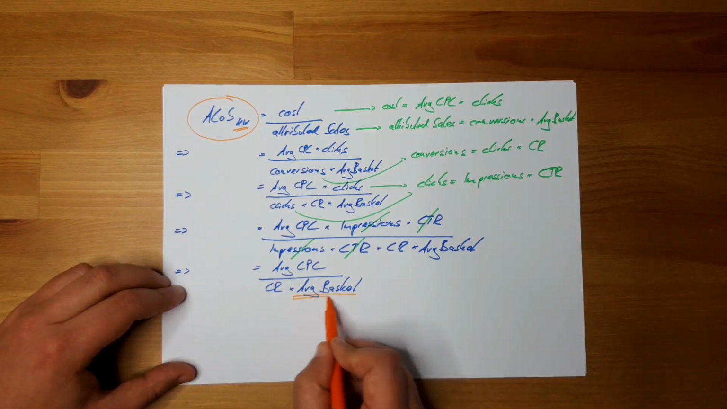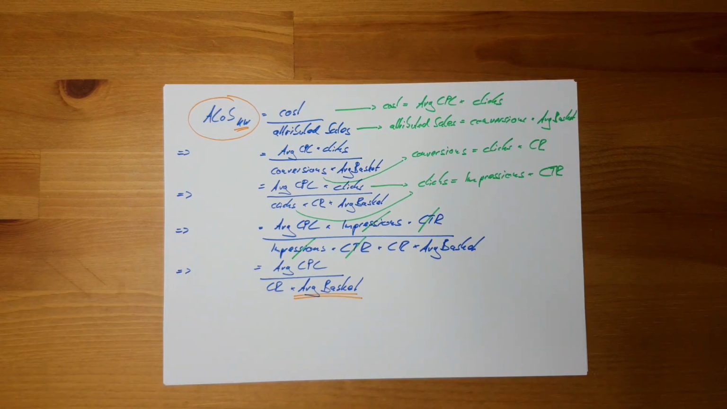Number two, actively manage your average basket, your product prices. If you are offering discounts or coupons, your average basket declines and ceteris paribus, your ACOS increases. So if you are selling your products at a lower price, your ads could become less profitable.